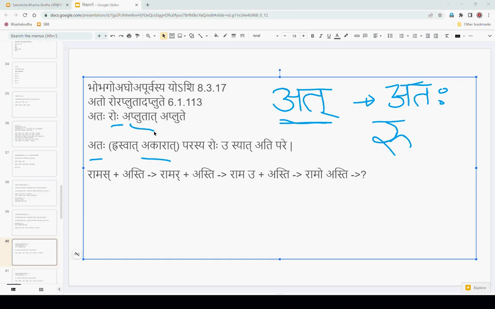Hrasva, dirgha, plutah. So what is pluta? Meaning? Pluta is that which is pronounced for three matra kala. Pluta matra is three matras in duration. What is an example? The classical example is ku, as in kukkutasya, kukkutah rauti. I didn't understand apluta. No, apluta, we don't understand that. Just understand pluta first. What is pluta?